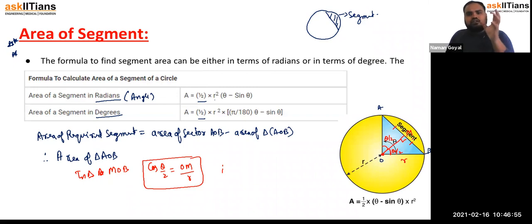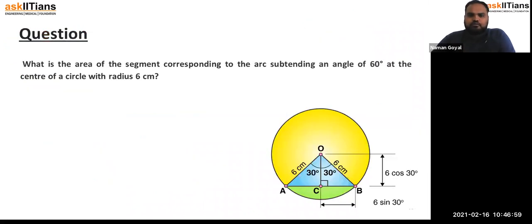We are going to learn the concept with the help of a question. Okay, any problem? No problem. So we have the question here. What is the area of segment corresponding to the arc subtending an angle of 60° at the center, and the radius is also given. Same question, the radius is given and the central angle is given, and it's asking for the area of segment.